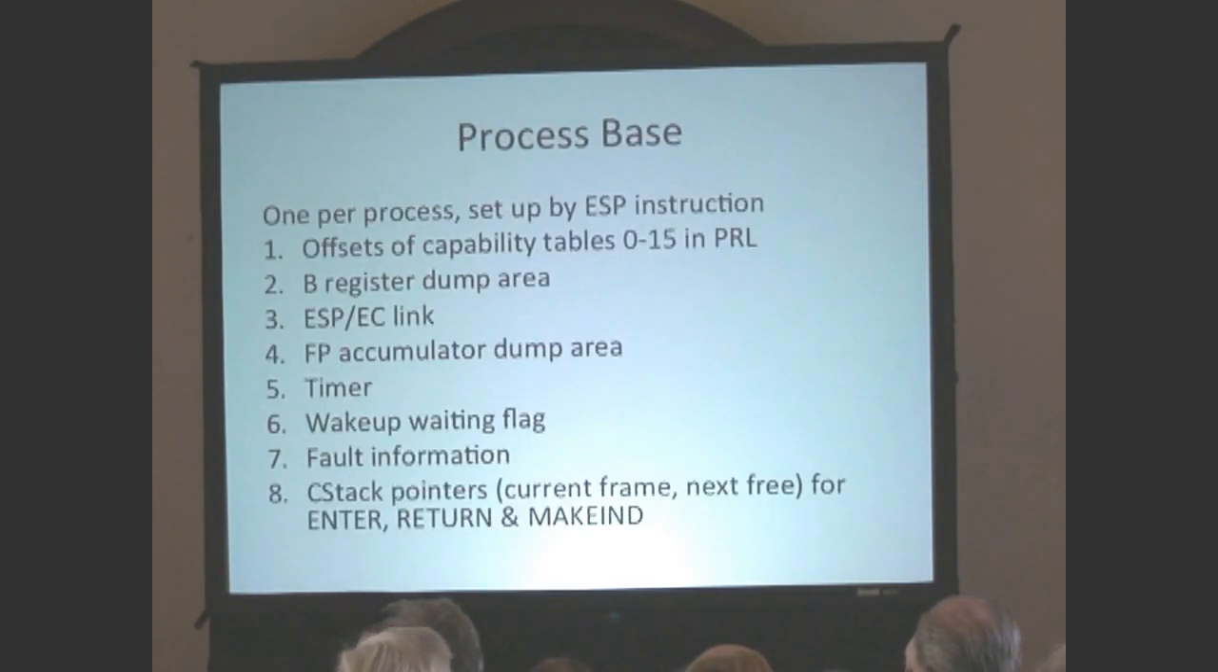So that was kind of the memory architecture. The magic piece of glue that held it all together, that I'm going to kind of sweep most under the carpet, was a thing called the process base. Every process had one. It was set up by the ESP instruction, and it basically told the microprogram where to find the descriptions of the capability tables in the resource list, an area to dump registers, information about how to go back up the hierarchy, various dump areas and fault information, and pointers to this CStack for enter and return instructions. But it's all full of mind-boggling detail that's not appropriate for this presentation. But with the process base, the CStack and the resource list, you had a complete description of the process.